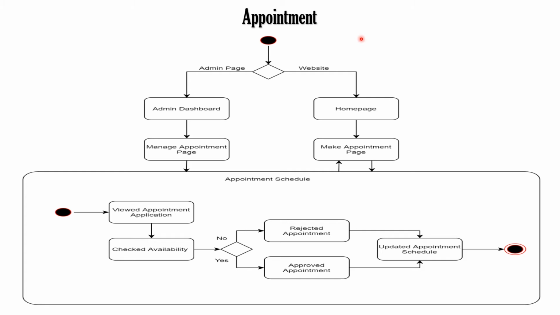The next one is appointment. The appointment also has two parts. One is for the admin page and another one is for the website. The website, as I said before, is for the customer, while the admin page is for the admin. For the website, when the customer goes to the home page and the make appointment page, they can see the appointment status, and also they can make the appointment. For the admin dashboard, they can manage the appointment page. Here you can see all the flow with the details, and anything updated in the appointment status will also be updated on the customer side.